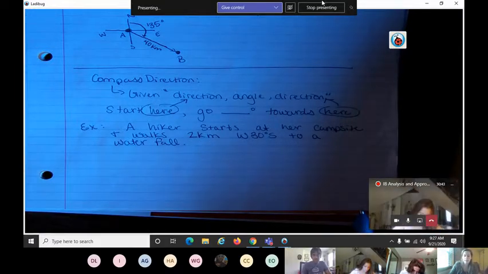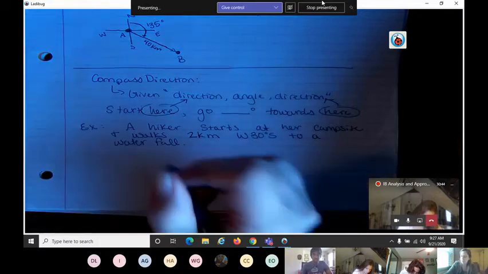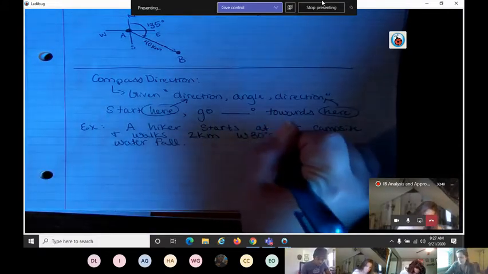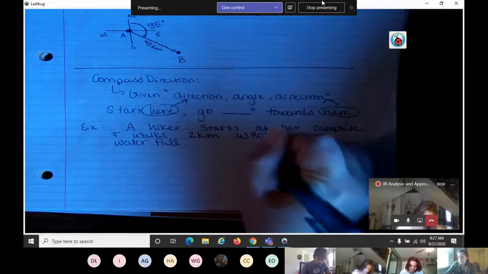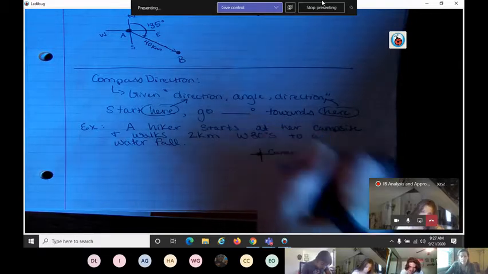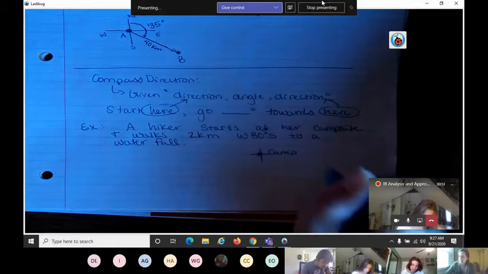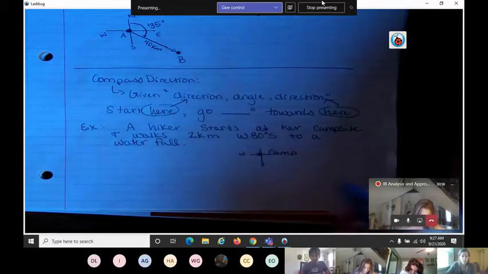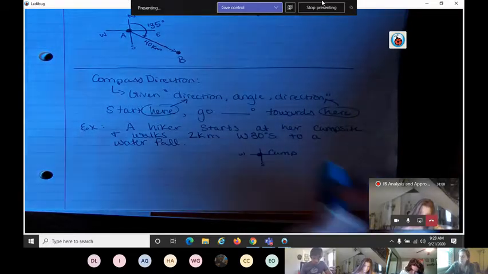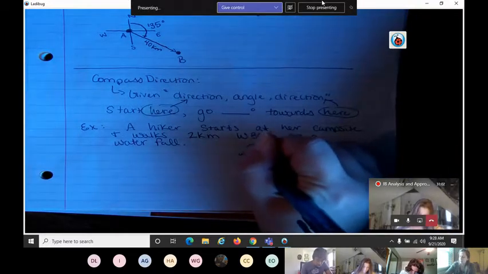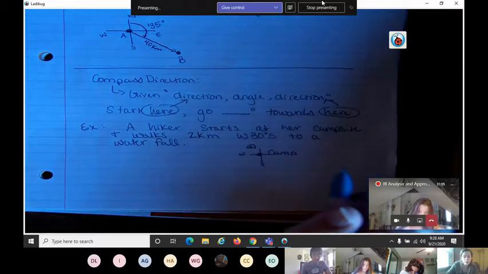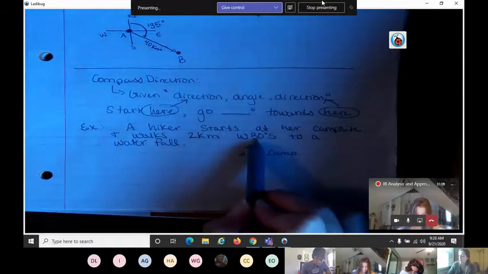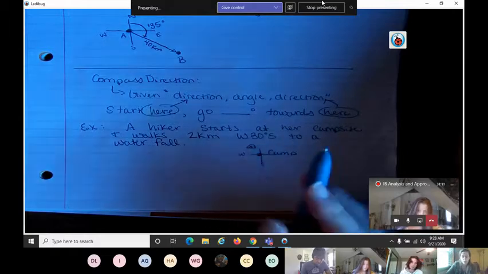Okay. So maybe this hiker's campsite is here. Okay. We're going to draw our little compass in here. And this is the south, west. Okay. So here's her little tent right there. And we want her to go 30 degrees south of west.